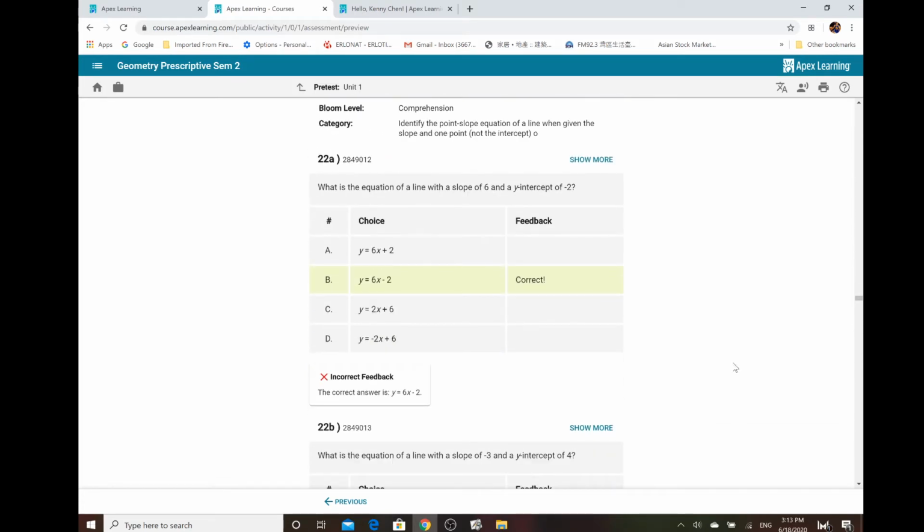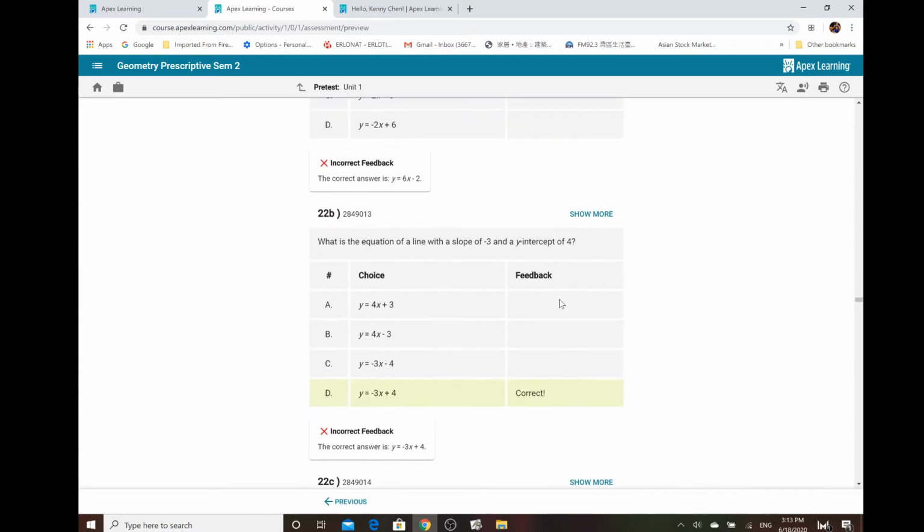Okay, so now let's see, what about 22? What is the equation of a line with a slope of 6 and y-intercept? Basically just plugging that into the slope-intercept form. So we got 6x minus 2. And this one right here, what we got here is negative 3x plus 4.